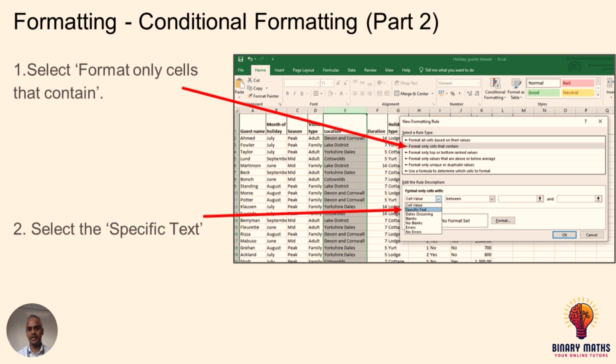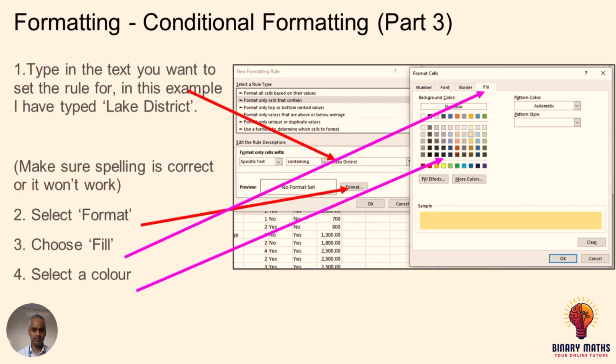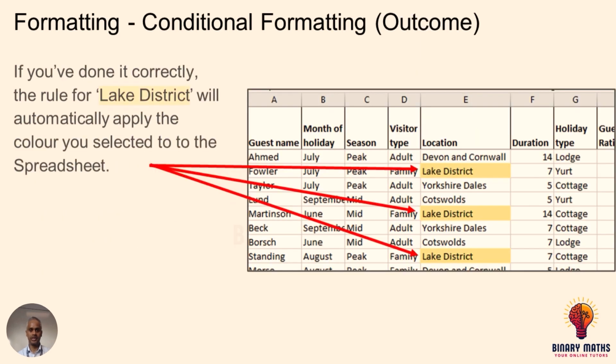So here we're actually going to be selecting the cells and only formatting cells that contain a specific text. So we want those cells highlighted perhaps. So here we are choosing the fill color of that cell. So in this example, any cell that includes the words Lake District should be colored in a particular color. And here we can see what this would look like.